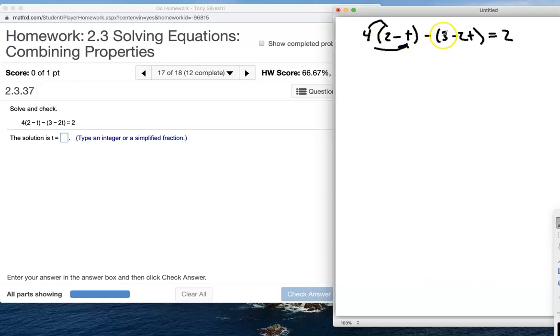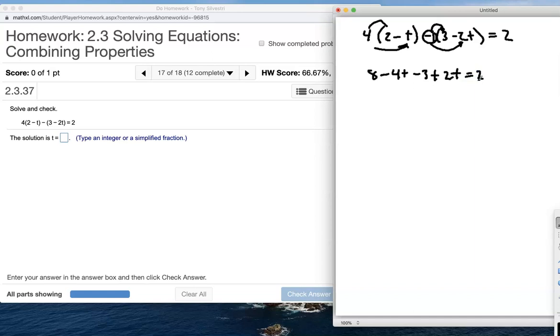Now, what's multiplying this set of parentheses? If you don't see a number, it's 1. And what I'm multiplying through is with the sign negative 1, each term inside those sets of parentheses. So doing this operation, I have 8 minus 4t, minus 3, a minus is plus 2t, equals 2.